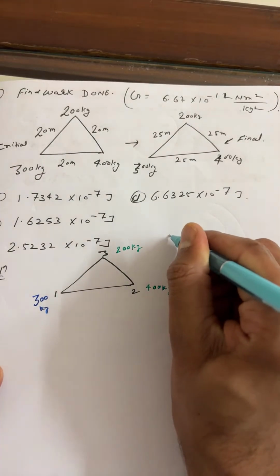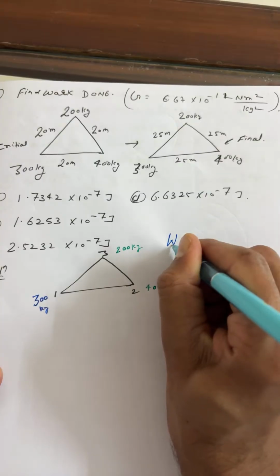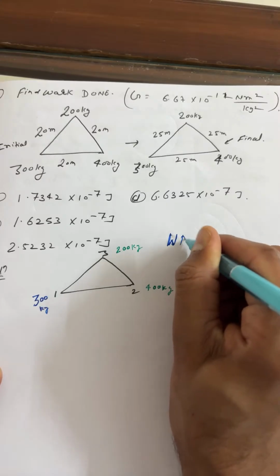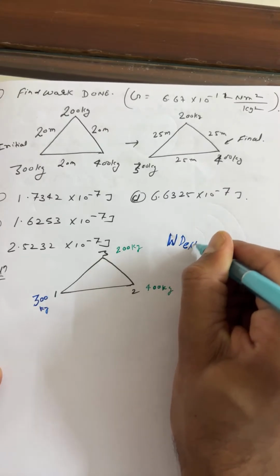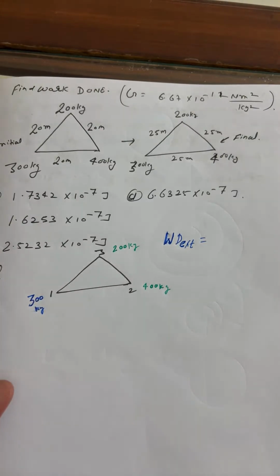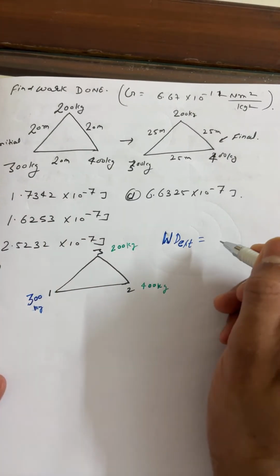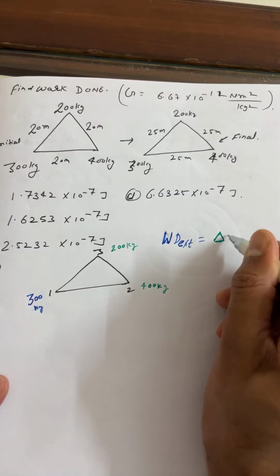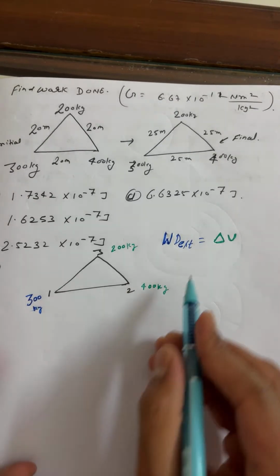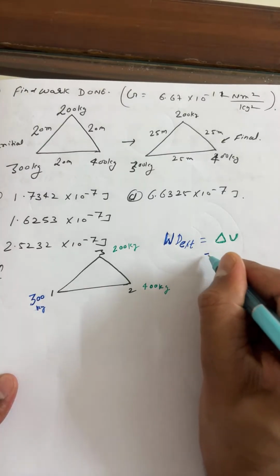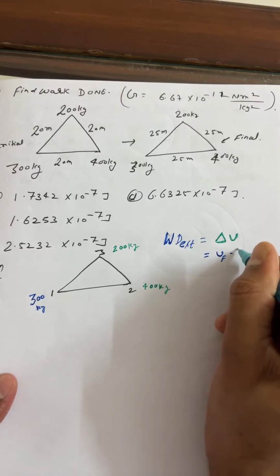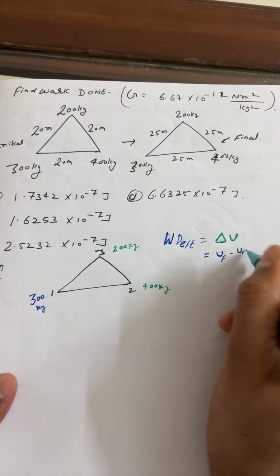First, I want to tell you the formula which we wish to use, because work done is what? Work done due to an external agent is the change in potential energy. What is the change? This is U final minus U initial.